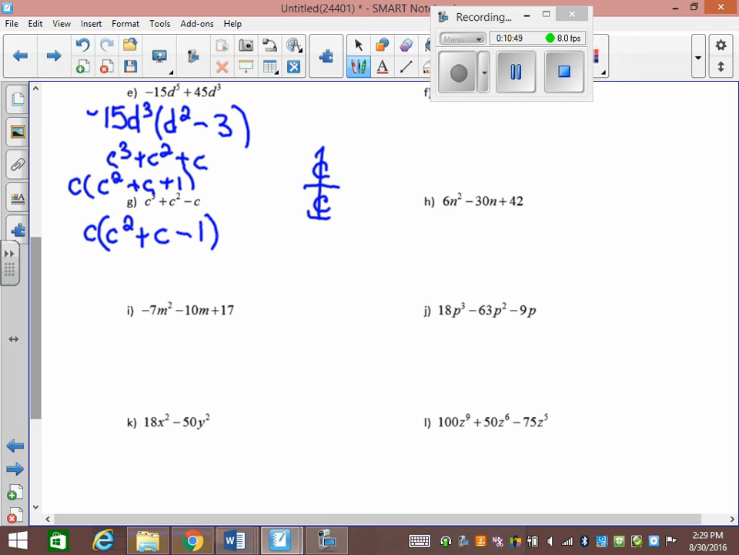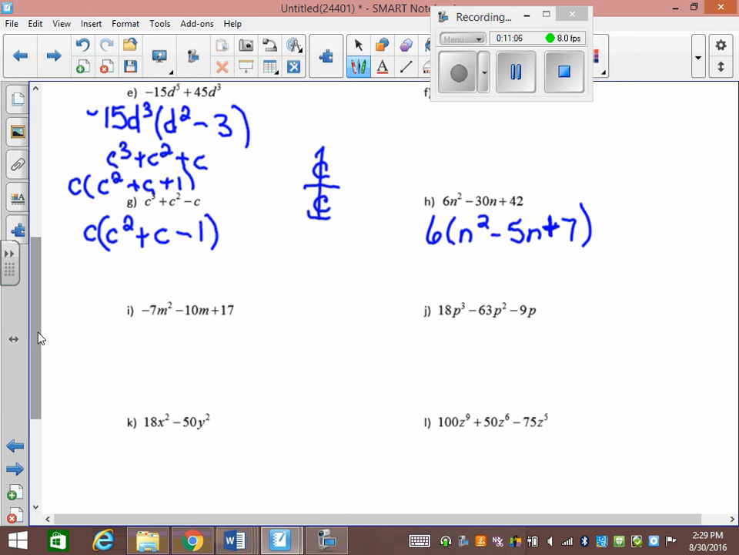H, take out a 6, and then that was n squared minus 5n plus 7. What's the great thing about these? You need to check if this factors. Because you don't factor. It's out of your curriculum scope.